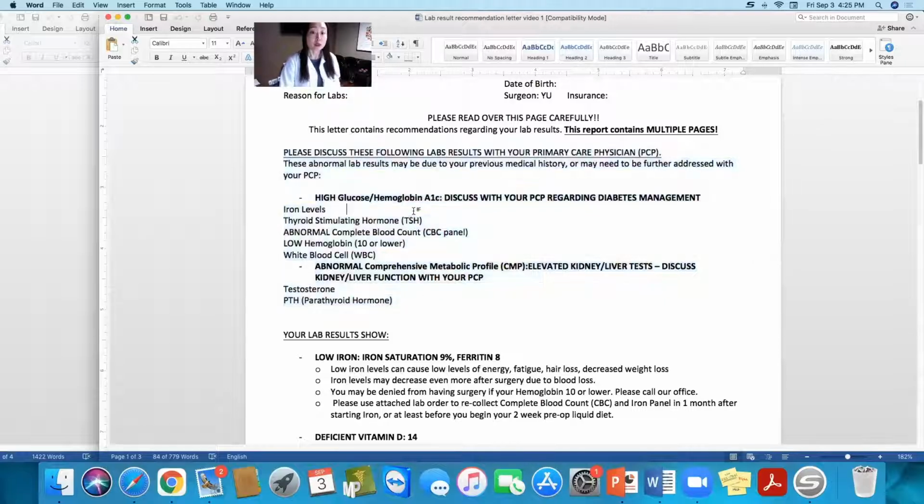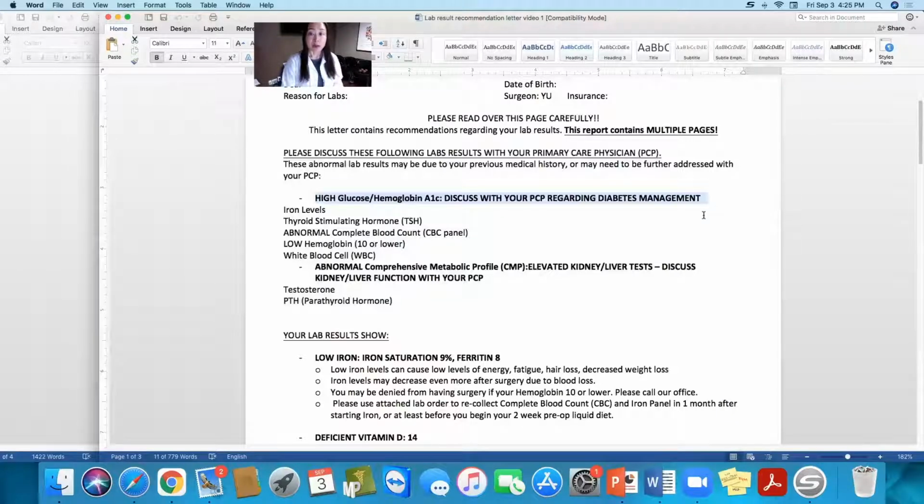For example, your blood sugars might be a little high. So you should talk about this with your PCP, with your family doctor, to see if you should get started on blood sugar medication, or perhaps if they just want to monitor your blood sugars and see how they improve with diet, with lifestyle, with weight loss.